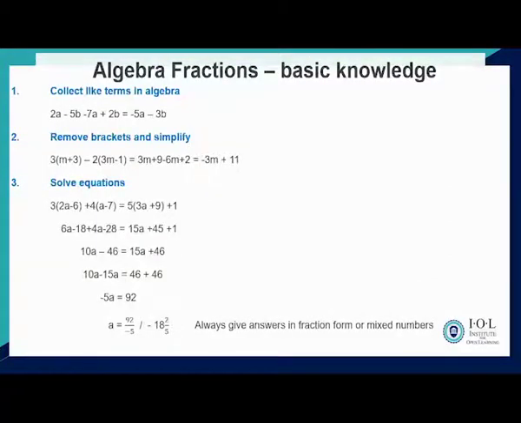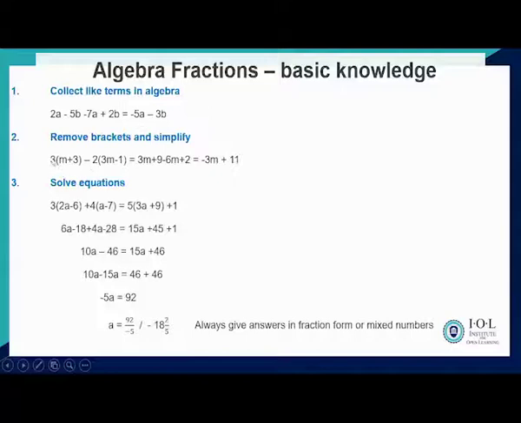So let's just quickly look at some of the background. To collect like terms, here we have A's and B's, and there's no constant, but if there were constants, the constants you add separately. A's and A's go together. I can add 2A minus 7A gives you minus 5A. Minus 5B plus 2B gives you minus 3B. And a lot of mistakes are made when you add like terms. Make sure you have the correct sign.